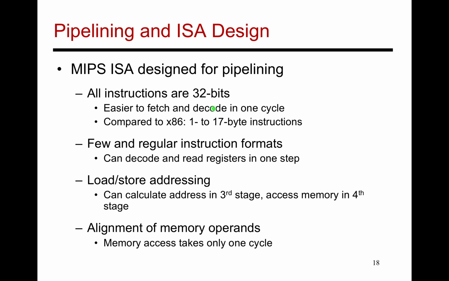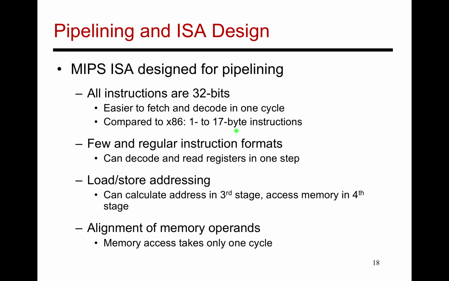Now, in comparison to MIPS instruction set architecture, consider Intel's x86 architecture, where the number of bytes varies from 1 to 17 bytes per instruction. So that means that some instructions are 1 byte long, some instructions are 3 bytes long, some are 17 bytes long. So you can kind of imagine that the fetch cycle now becomes very complicated because you have to figure out how many bytes to fetch for the next instruction.